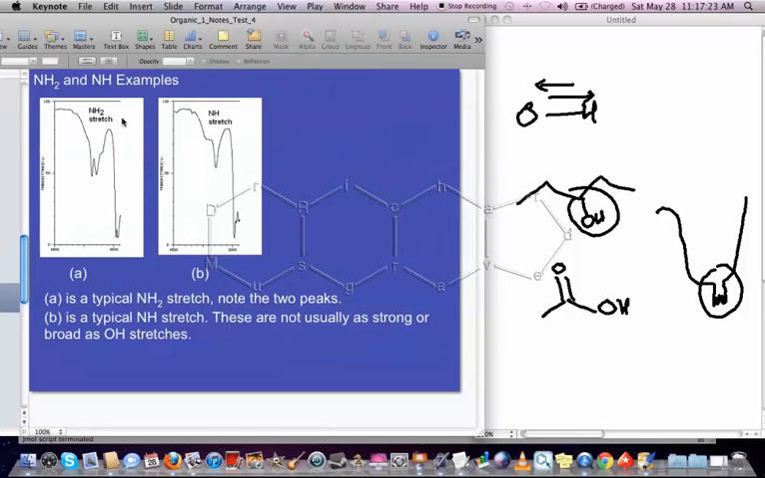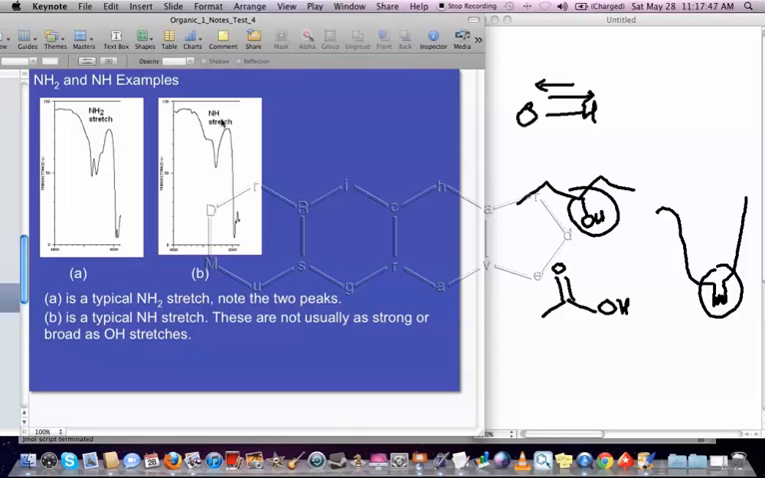The NH2 and the NH stretches, again we're talking about the H's moving in and out from the nitrogen. The NH2 kind of looks like vampire teeth. You get these two peaks at about 3300. And they're usually medium in strength. They don't usually come down a very long way. Medium to possibly weak in strength.